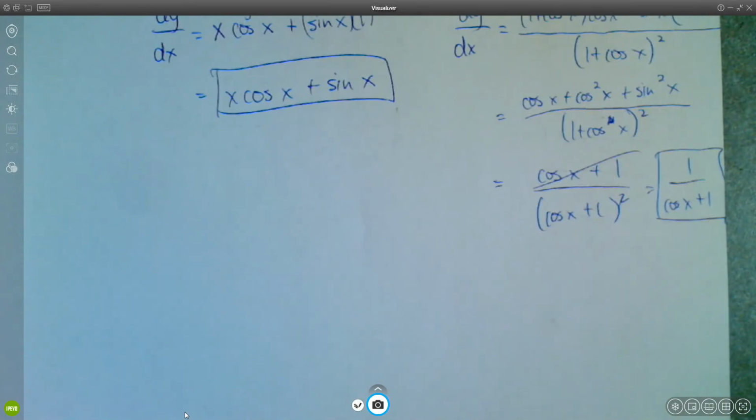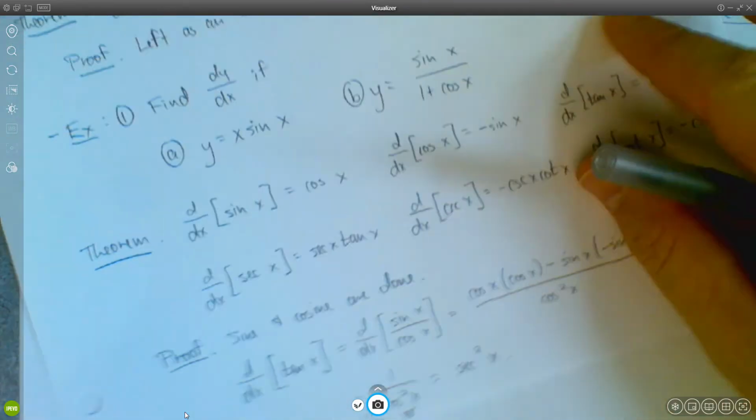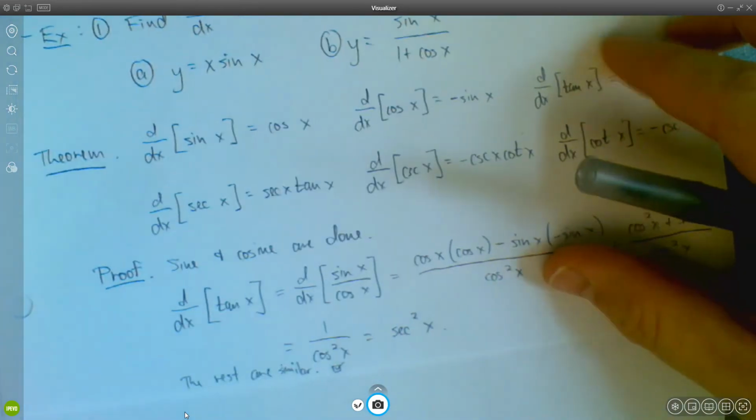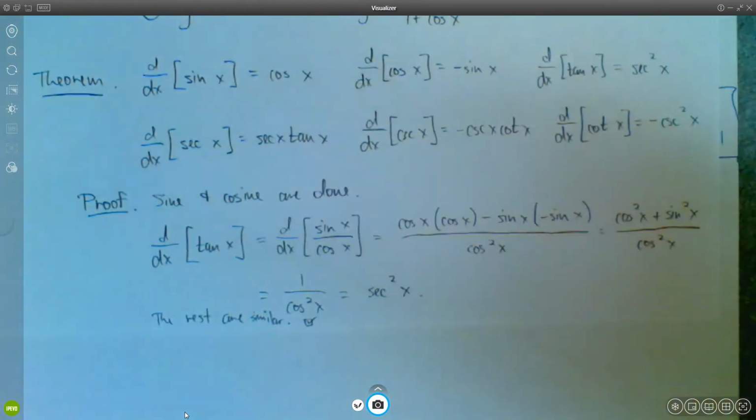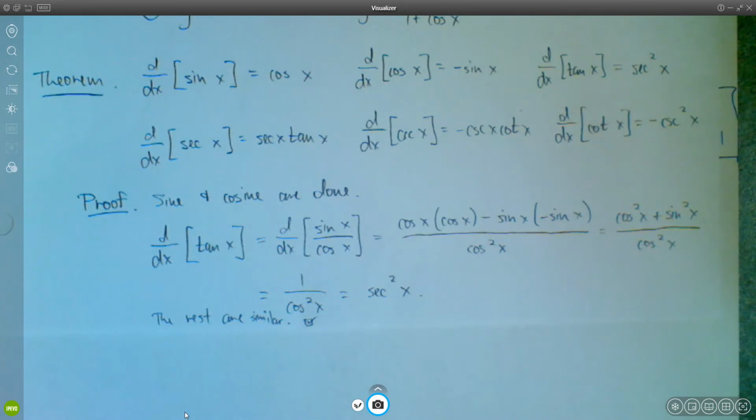I love it when things simplify nicely. Okay, so there's that. What about the rest of the trig functions, though? So here they are in all of their glory. These are the derivatives of the trig functions.